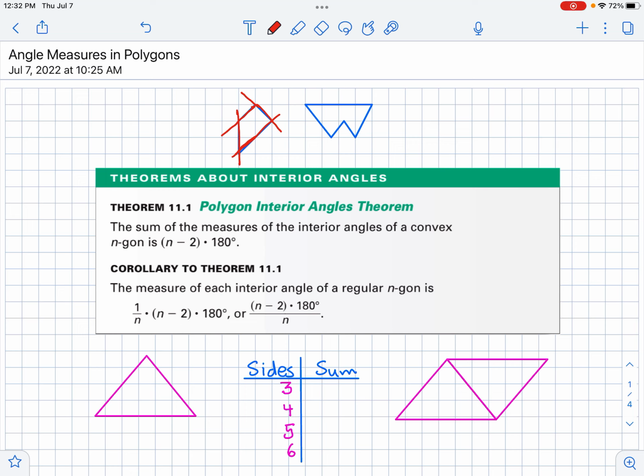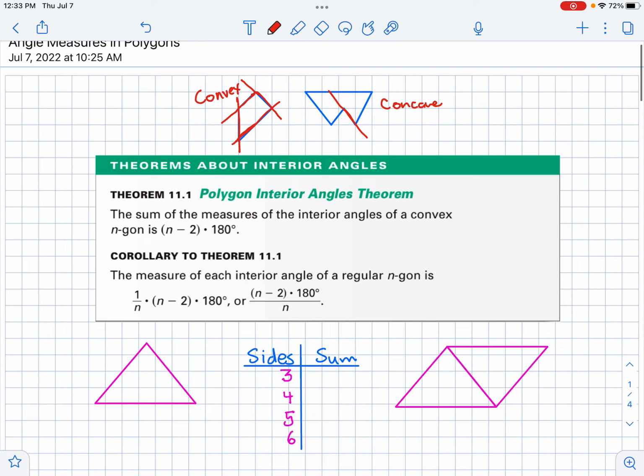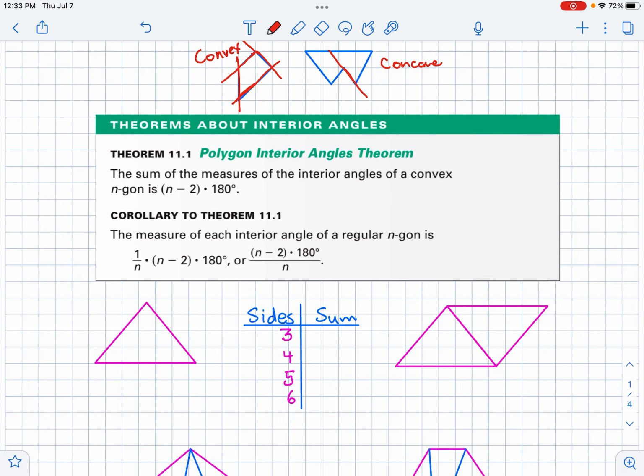In contrast, this other one is concave. Notice if I extend this side, the side passes through the interior of the polygon. So this one would be concave. This one over here is convex. Okay, so just that term is going to be used, so we need to be sure we're familiar with it.